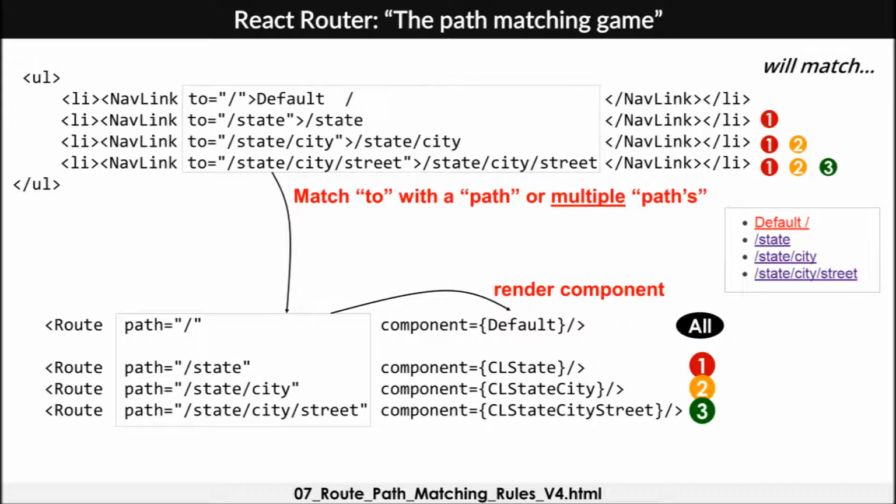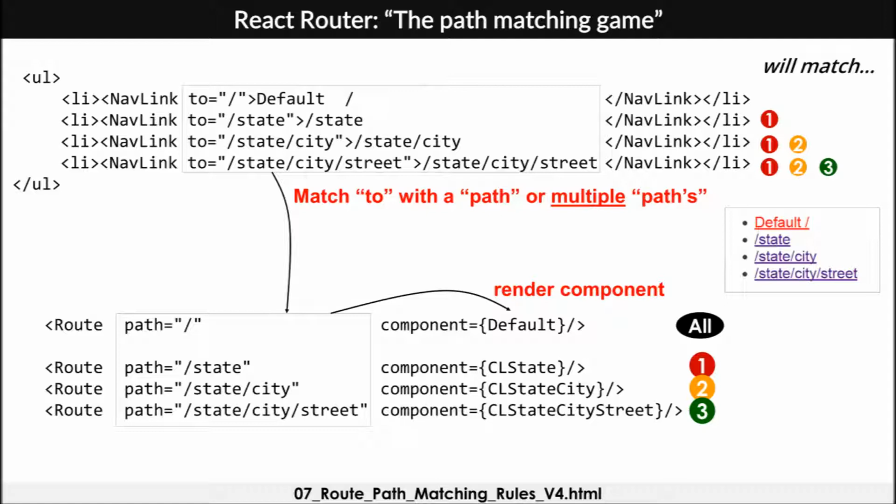Now here's the tricky little bit about this, or the interesting bit I should say, is that the deeper you go into the URL path, the longer the path, state, city, street being the longest, it will actually render a whole bunch of components. So it will match every route that could possibly be valid. So if you look at, let's pick the one at the bottom, state, city, street. If you click the state, city, street link, it will actually render components 1, 2, and 3.